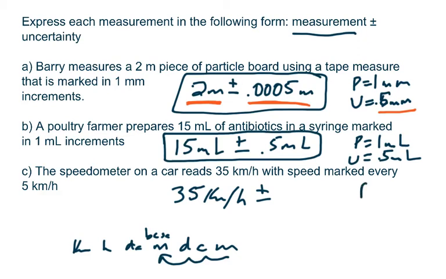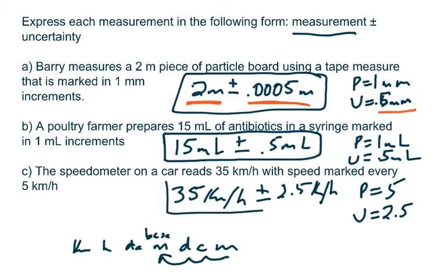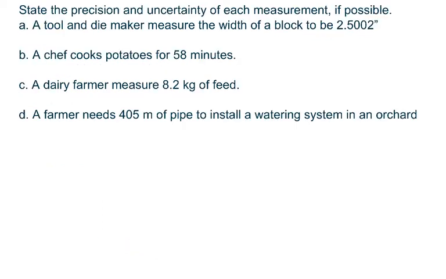Well, it's precise to 5 kilometers per hour. Its uncertainty would be 2.5 then, because it's got to be in between. So plus or minus 2.5 kilometers per hour. That means you could be going 37.5 kilometers an hour and breaking the speed limit, or you might be going lower than the speed limit, 32.5. So that's just using that idea of measurement and uncertainty.